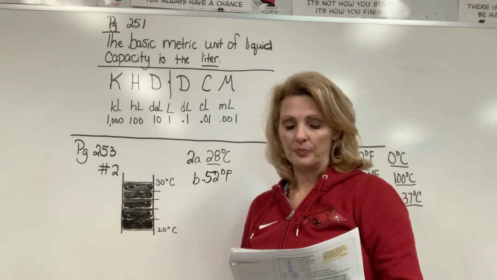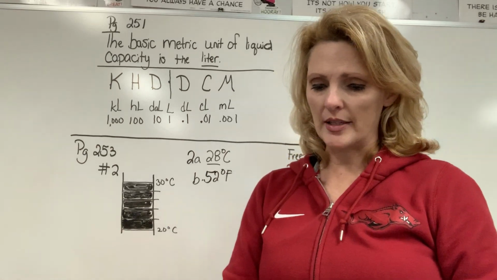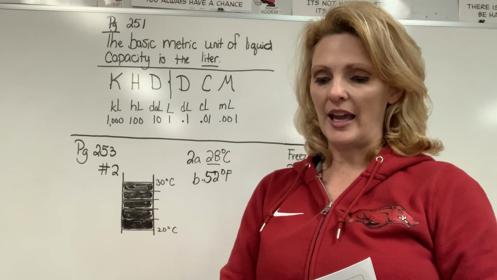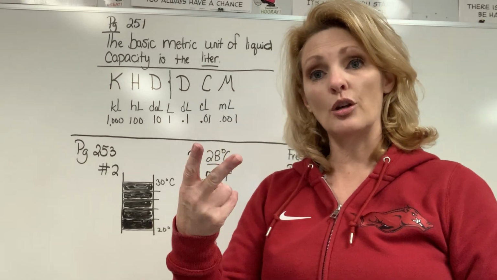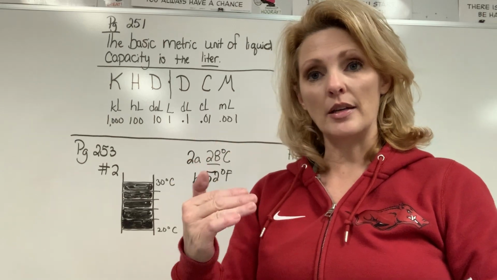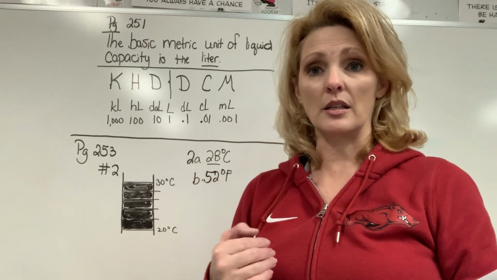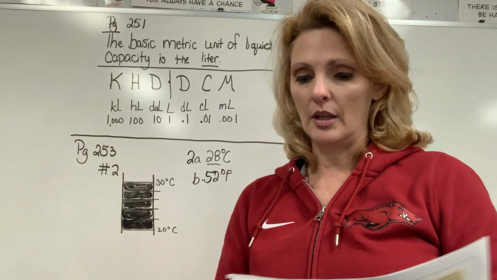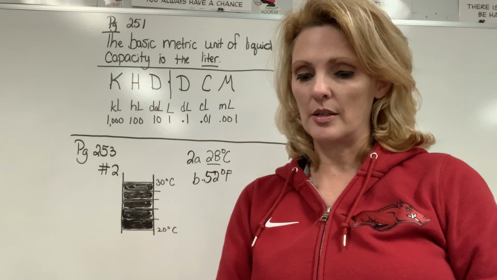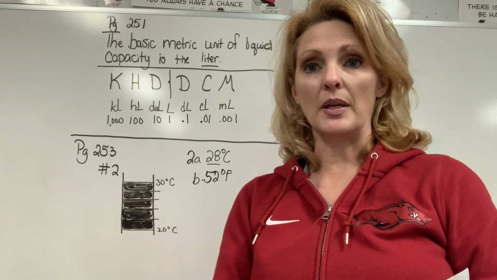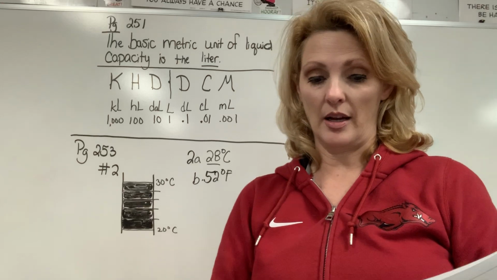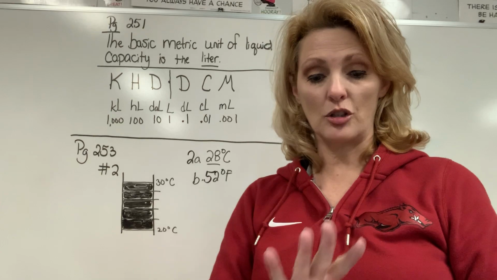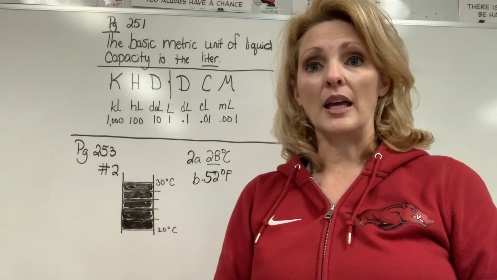Then C, so it starts at 10 degrees, so you go 12, 14, 16, 18. When it's between the two, then you know you need to use that odd number instead of the even number, so that would be 19 degrees Celsius. And then on D, it looks like you start at 80 degrees, go to 82, and then that would be 84 degrees Fahrenheit.